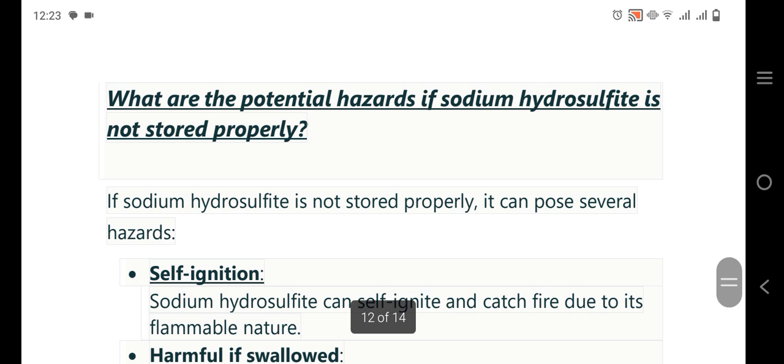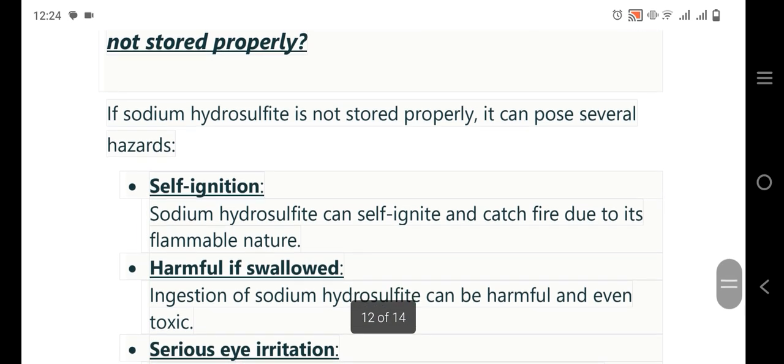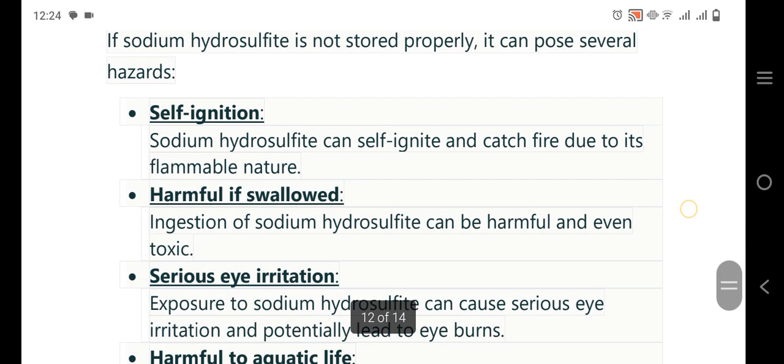Now, as we know, all chemicals, if not properly stored, have potential hazards. So, here are some potential hazards if sodium hydrosulfite is not stored properly. If sodium hydrosulfite is not stored properly, it can pose several hazards. The first one is self-ignition. As sodium hydrosulfite has a flammable nature, it can self-ignite and catch fire.